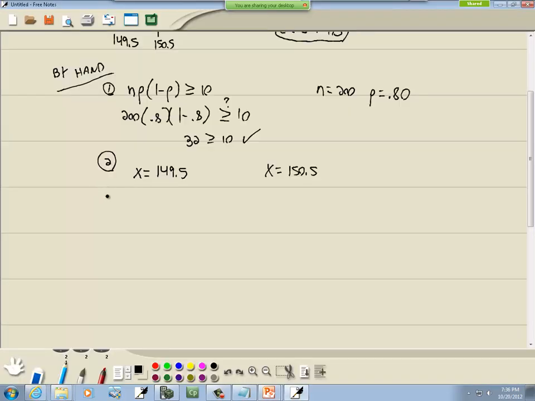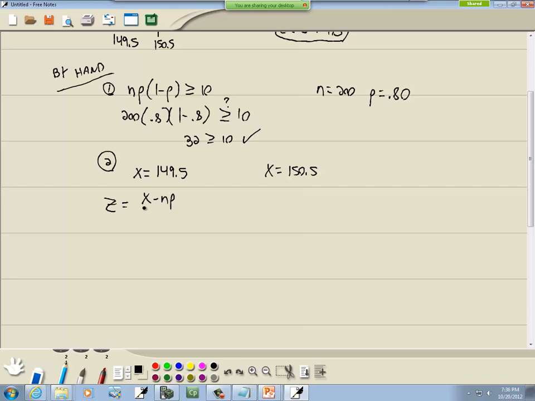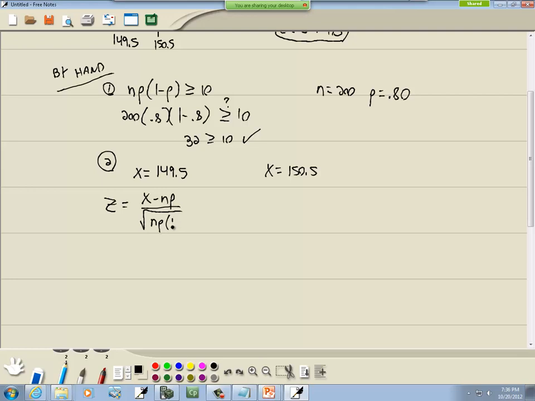So we could use that formula. Z is equal to x minus n times p over the square root of n times p times 1 minus p. So x is, let's see, 149.5 minus n times 0.8, n times p, over the square root of n times p times 1 minus p.